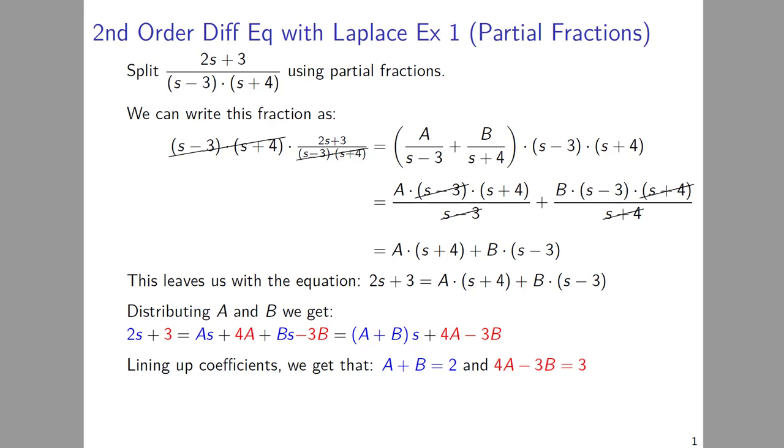So now we have a system of linear equations: A + B = 2, and 4A - 3B = 3. Solving this linear system, we get that A is 9/7 and B is 5/7. So we can conclude that the fraction (2s + 3) over (s - 3)(s + 4) can be written as (9/7) over (s - 3) plus (5/7) over (s + 4).